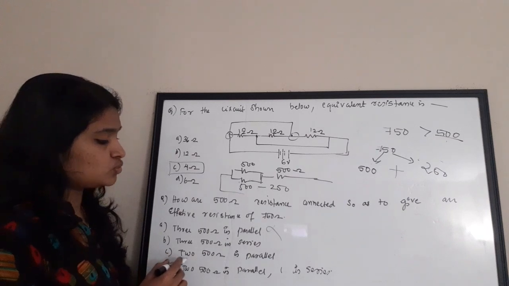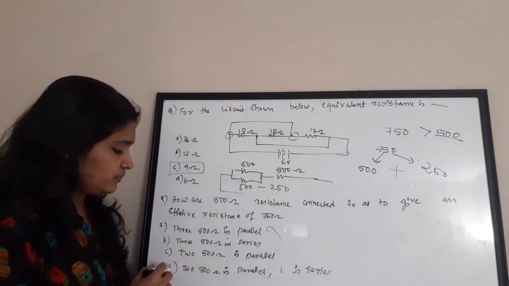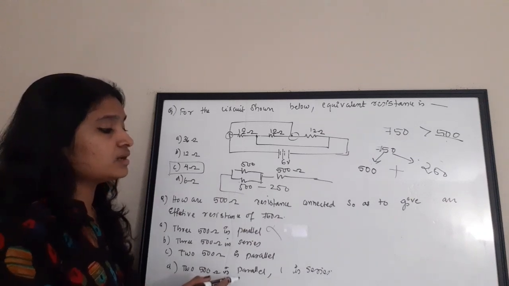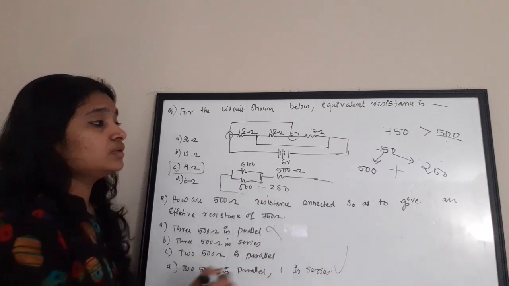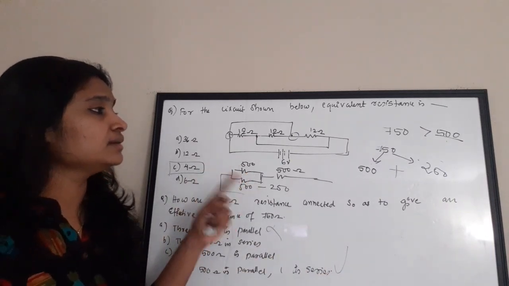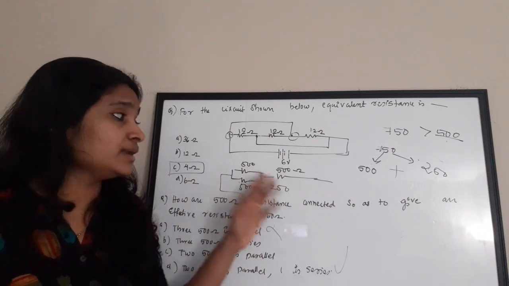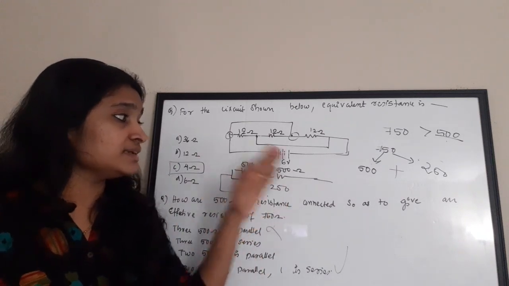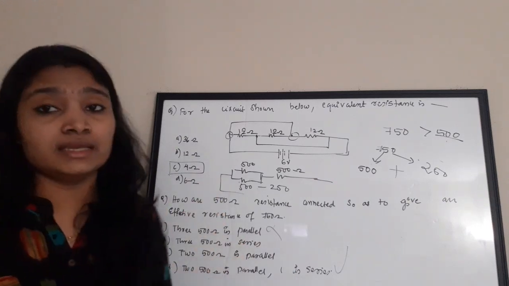Option C is two 500 ohm resistors in parallel. No, it will give you only 250. Option D is two 500 in parallel, one in series, which is your correct answer. The correct answer is that two 500 ohm resistors are in parallel, and another 500 ohm is connected in series to that combination. So the correct answer is option D.